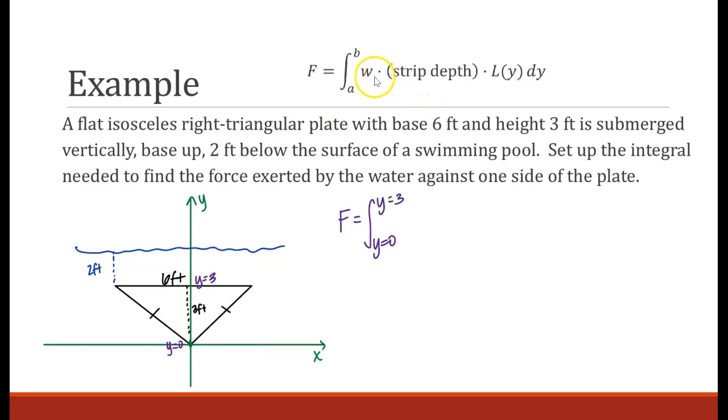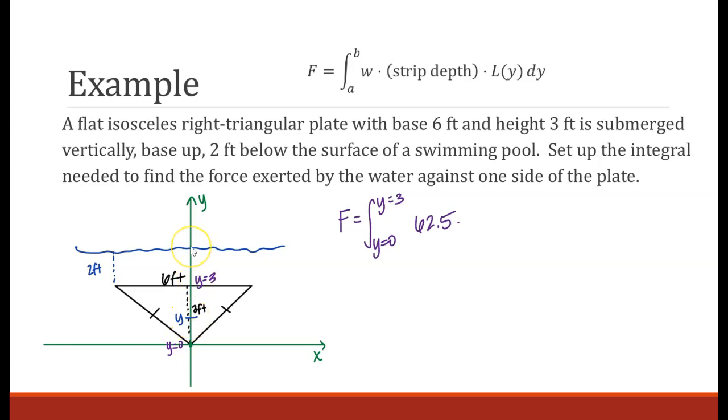The weight density of the fluid, W, because it's water, is 62.5 again. This time I'm not going to include units at each level, we'll just include units at the end. So 62.5 times the strip depth. Remember, the strip depth is going to be a function of y. So if we pick some generic y value between 0 and 3, we need a function that represents the depth at y, from the surface of the water down to that y value.